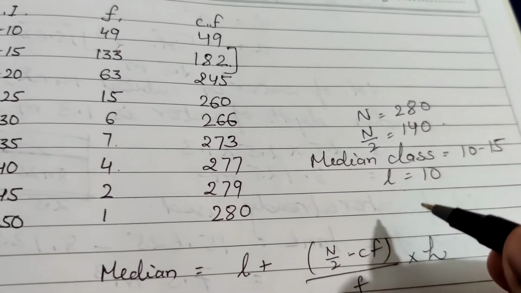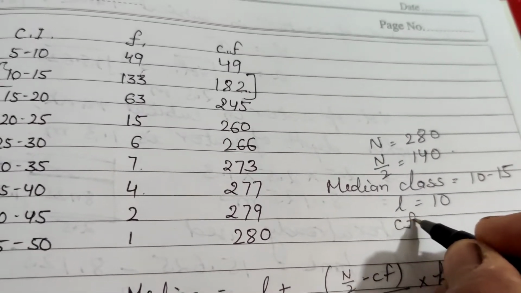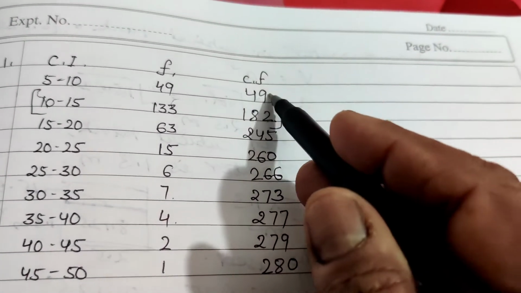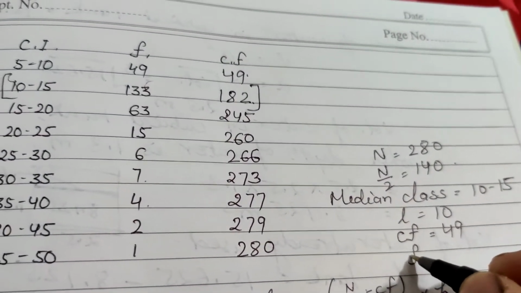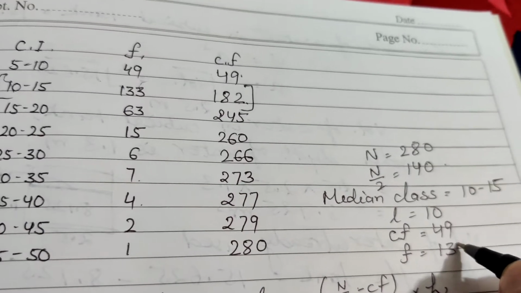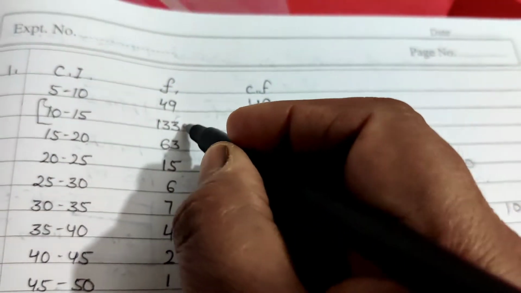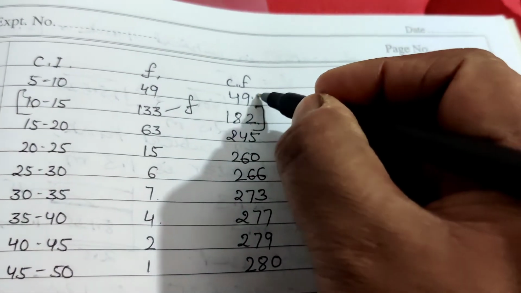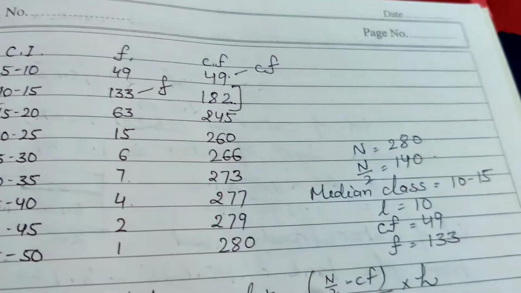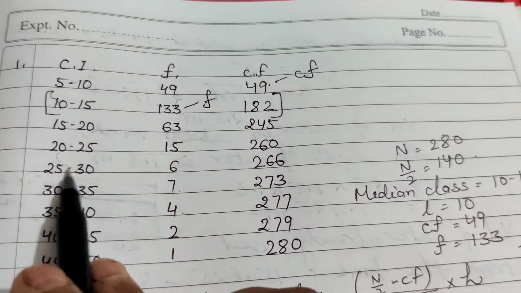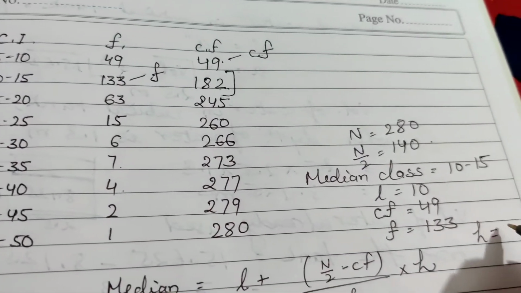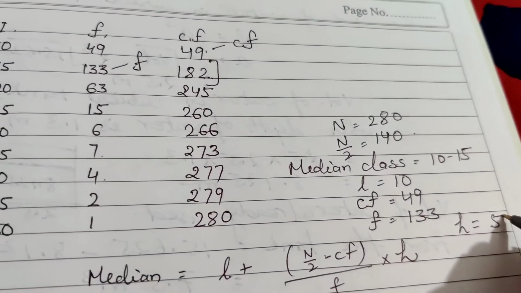n by 2 is 140. CF, cumulative frequency just preceding the class, 49. Frequency of the median class is 133. This is the frequency, this one is cumulative frequency. And h, class size, is 5. Class size is the difference between upper limit and lower limit.